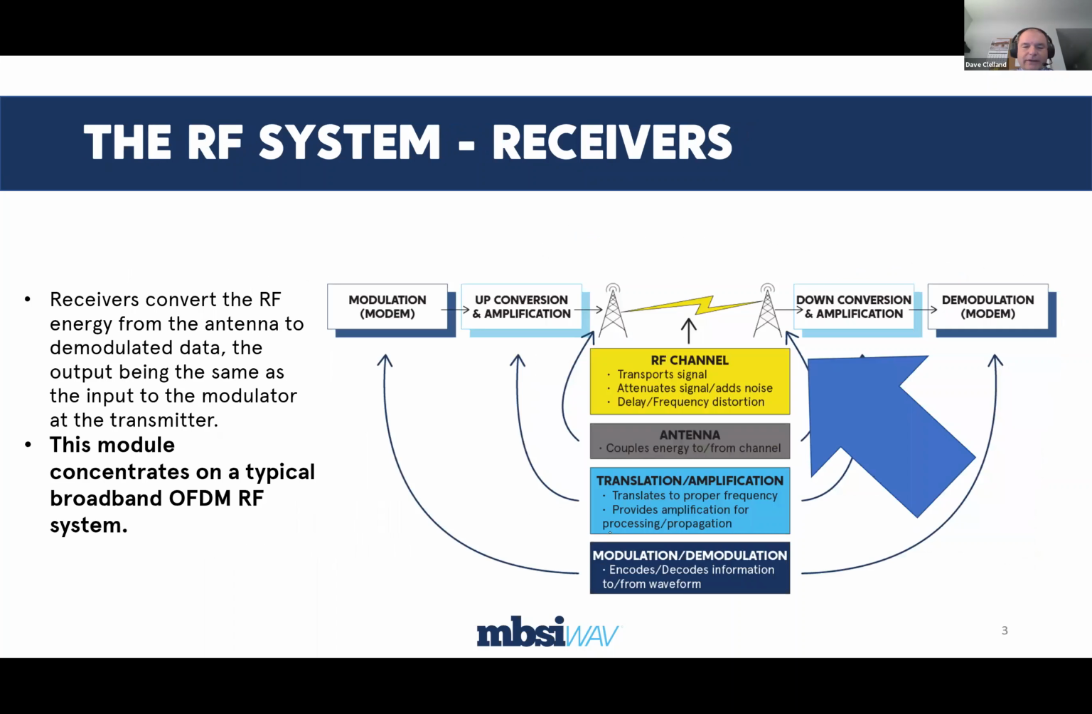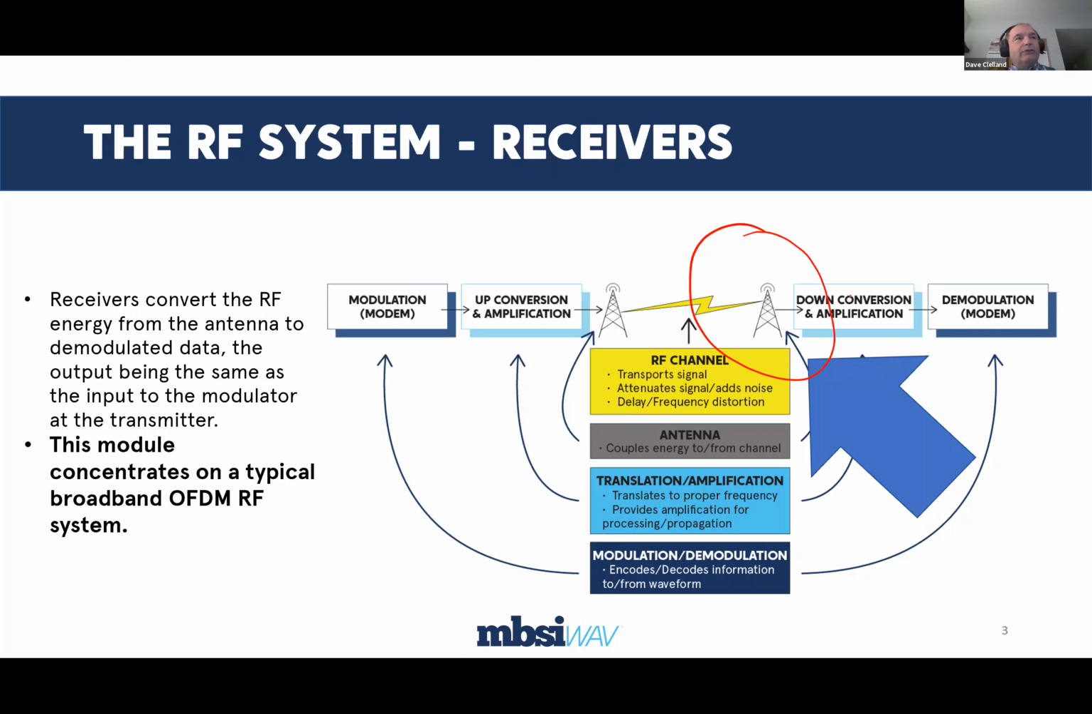Okay, so here's our little model of the link budget, and of course today we're going to be talking about the CPE device that's out here actually. And we're going to concentrate on a typical broadband OFDM system. We're not going to talk about Wi-Fi based systems, although the principles are still all the same, but specifically we're going to talk about performance in an OFDM based system.